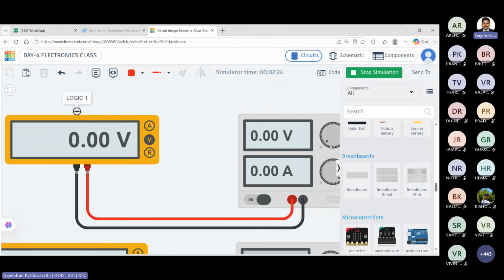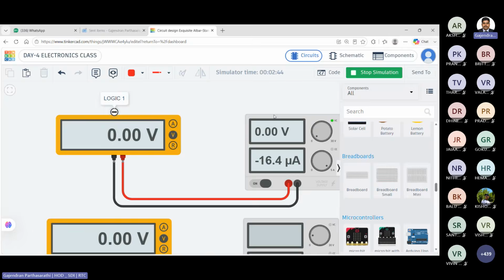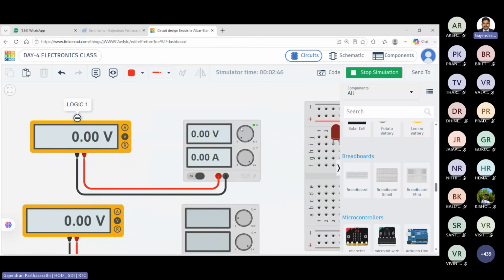If you consider 0 and 5 only, that is digital. Now I am varying. See, I'm slowly varying from 0 to 1.1, 2.5, like that. I'm getting n number of values in between. So this is called analog. The same system is capable of producing both.